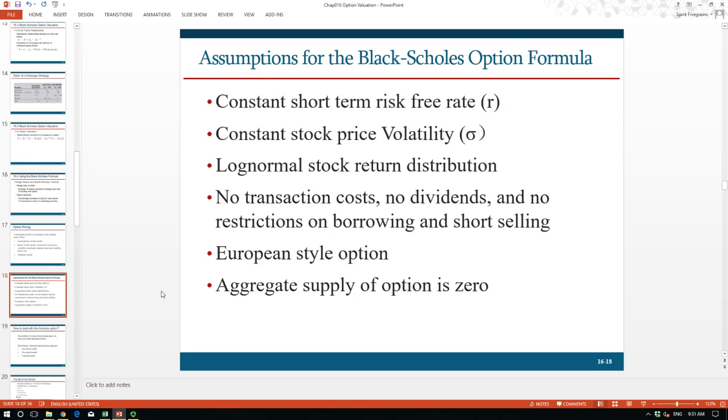But on the market, it's very likely they are pricing an American option. And the last assumption is the aggregate supply for option is 0, but the actual aggregate supply of options may not equal 0 on the market. So those are assumptions in the Black-Scholes formula, and those assumptions are often violated. That's why the option price that you calculated based on the Black-Scholes formula may be different from the market price. Right? So when you come across one of those scenarios, don't panic. It's normal. It's normal. It just tells you the limitation of the Black-Scholes option pricing formula.